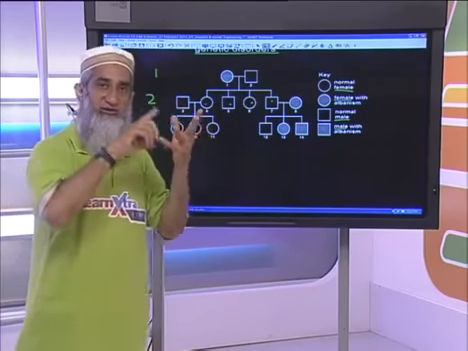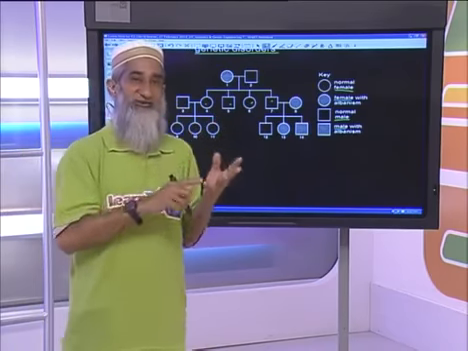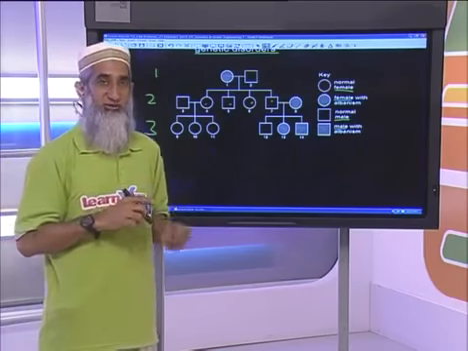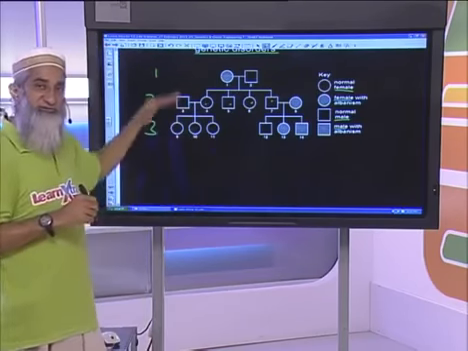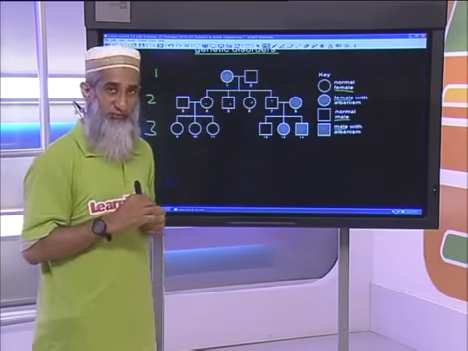Circles, female. Square, male. Shaded, usually the affected individuals, and unshaded, the normal ones. The different levels, different generations. There must be a connection to be offspring of the one before.